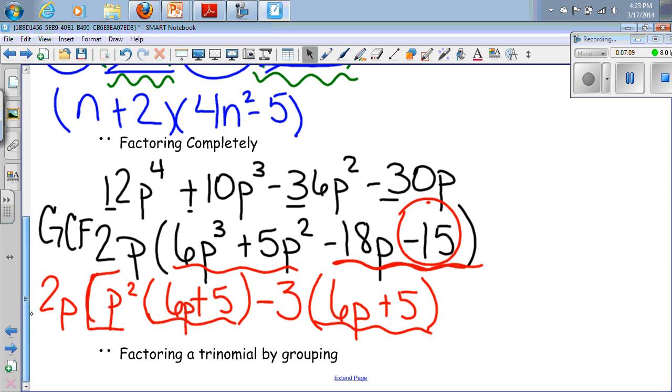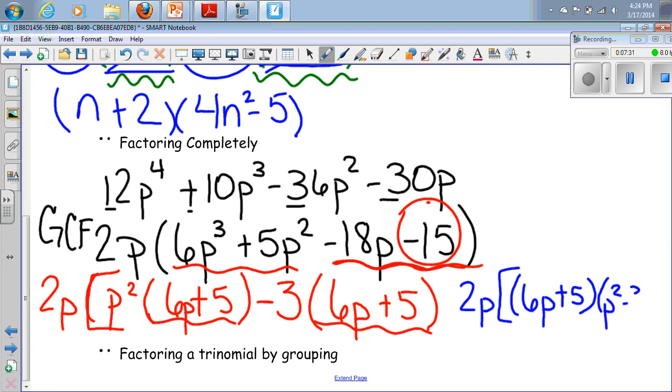So here's what my final answer is going to look like. 2p times my double bubbles. The one that was the same is 6p plus 5. I guess I don't really have to do brackets, I just did. My other double bubble is the coefficients: p squared minus 3. That's what it should look like.